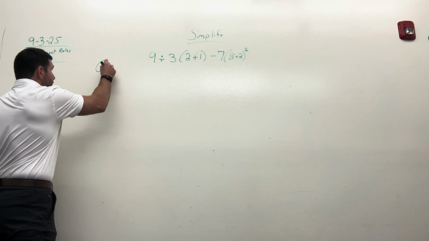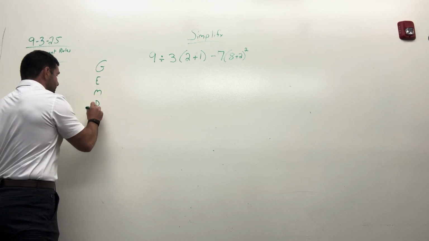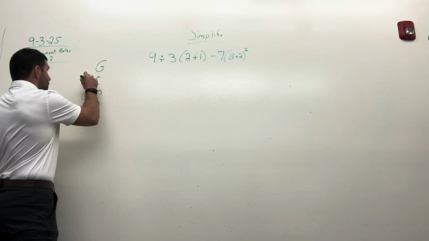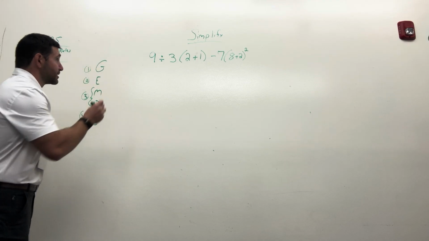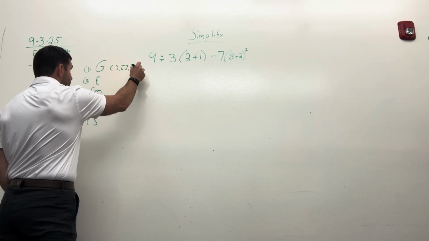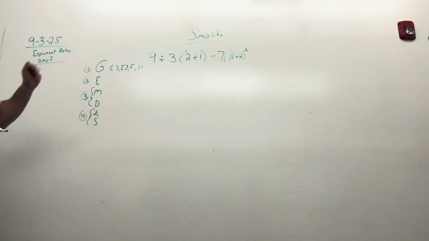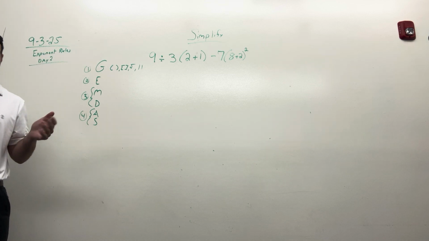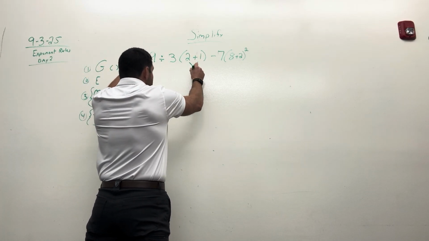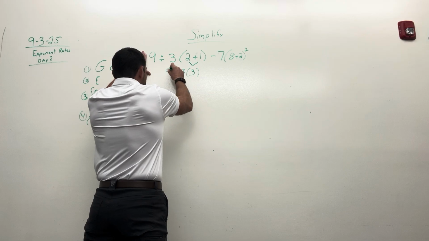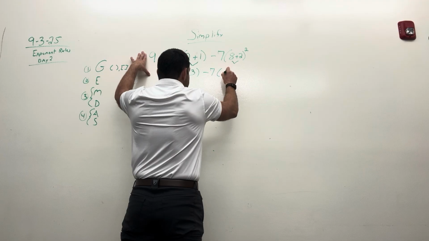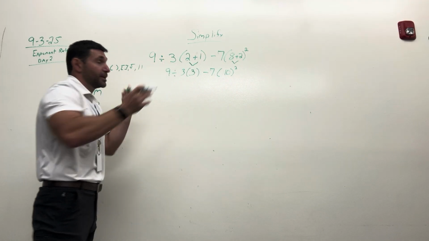So we know we've got GEMDAS, right? We have grouping symbols. Grouping symbols again are parentheses, brackets, square roots, and absolute values. Do I have grouping symbols? Yes. So I do what's inside of the grouping symbols. 2 plus 1 is 3. And I'm going to rewrite the problem. In here, I have grouping symbols. 8 plus 2 is 10 squared. Notice how it already has gotten smaller.